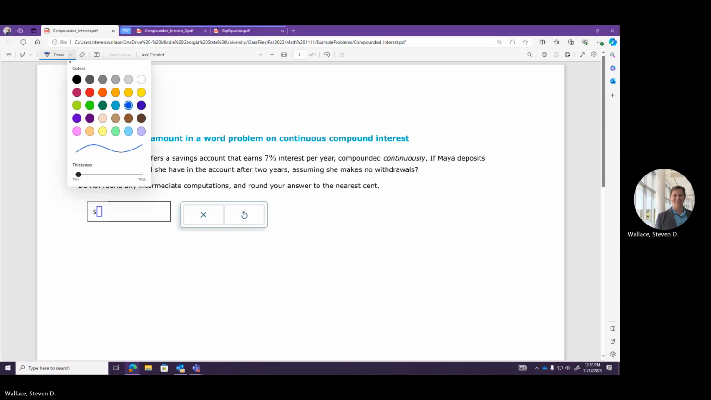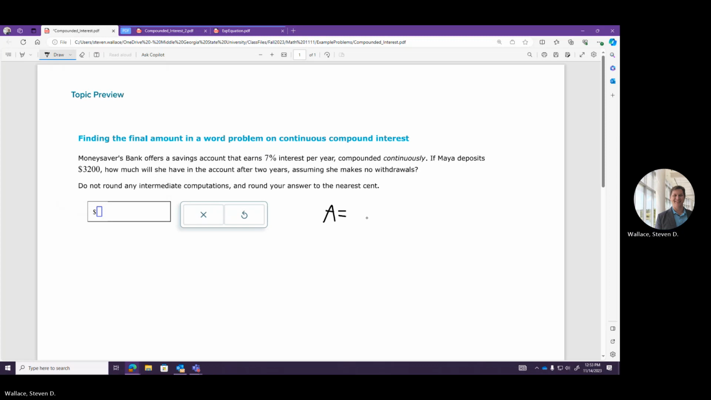Well, there are two formulas for the amount of an account that accrues interest. First is the regular compounded interest formula, which is P, the principal, which is the amount invested. So that would be this number here, times the quantity 1 plus R over N. R is the rate, N is the number of times we compound per year, T is the number of years.